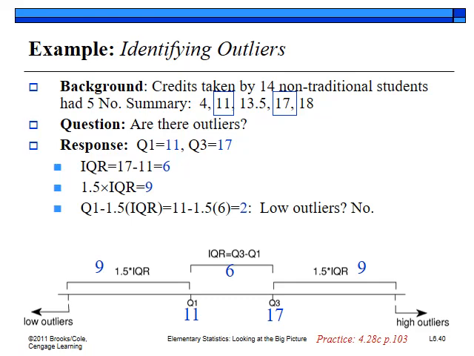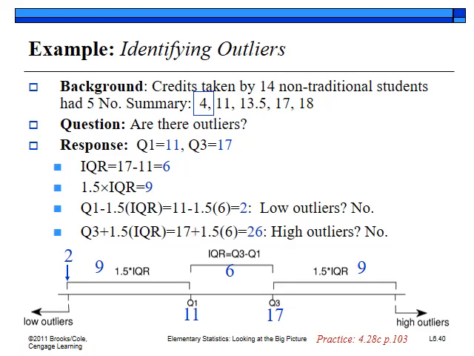That gives us a 2 on the low side. Since there are no data values below 2, remember 4 was the minimum, we have no low outliers. If we add 9 to 17 to go up to the top, a high outlier would have to be at 26 or above, but our maximum was 18, so we have no high outliers.